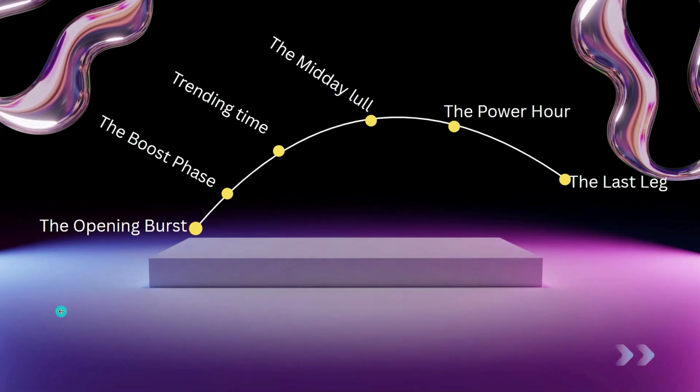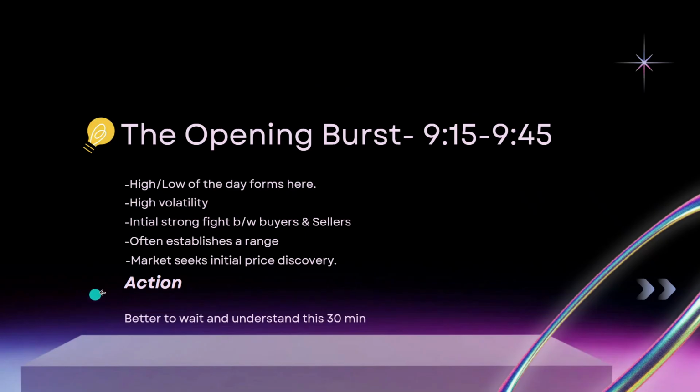Now, let's walk through a trading day hour by hour, and I'll show you exactly how this clock works. The opening burst. This is from 9:15 to 9:45. This is the time where the high or low of the day forms with a 50% probability. The initial strong fight between buyers and sellers often establishes a range, and if the market breaks out from this first 30 minutes, with 50% probability the market goes in that direction.